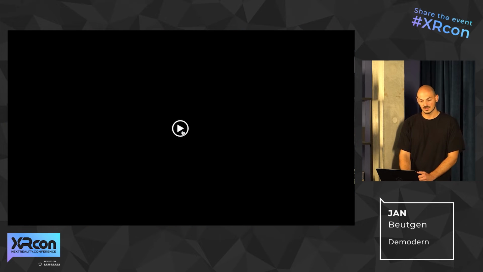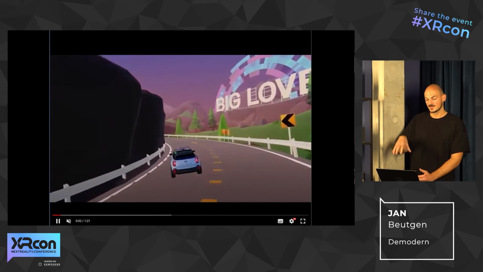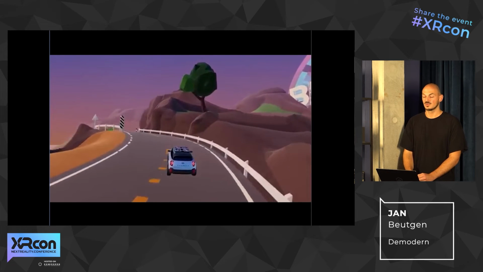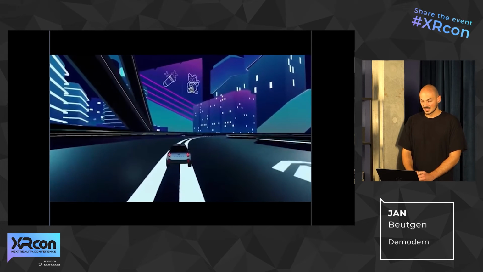We also worked a lot with network physics on the computer, so the physics state of the world was shared between all users. You could bump into each other. You could shoot around with some balloons. So really a nice experience here as well.